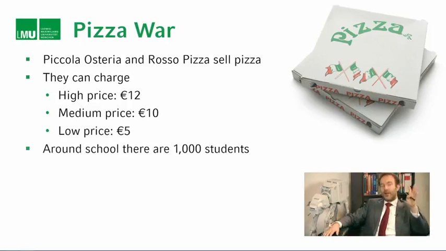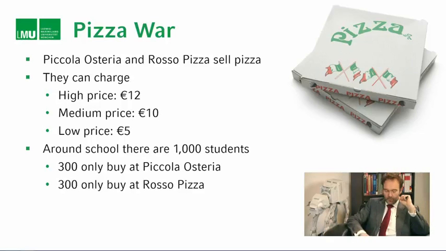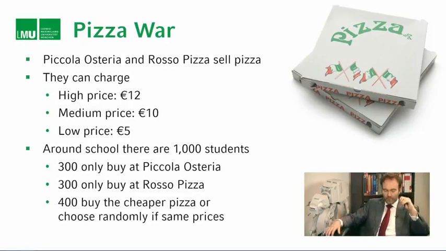Let's assume there are 1,000 students around school interested in pizza, and 300 of those will only ever buy at Piccola Osteria. They swear by Piccola Osteria being the better pizza place. 300 of those will only ever buy at Rosso Pizza because they like that type of pizza more. And 400 of them will just buy whatever's cheaper, or they choose randomly between the two, whichever has free spaces. Okay?